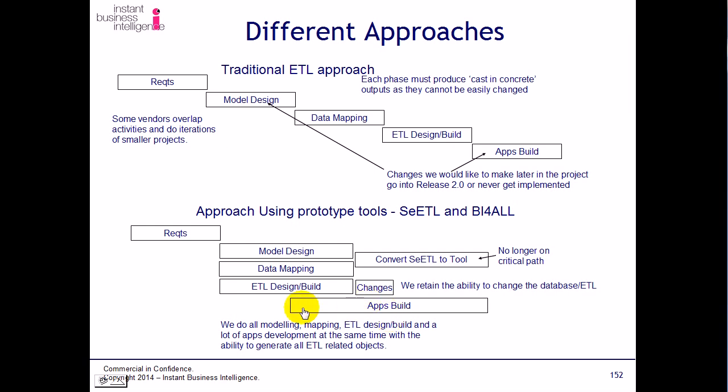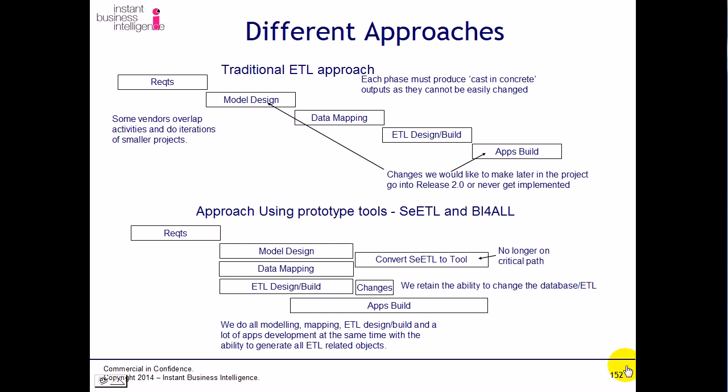Now, you can then start building your applications as soon as you start getting some data through this process. So your application building starts about halfway through your data modeling design process. As you build your applications, you can build changes into them. You can convert CTL to your beloved ETL tool or use the SQL version, and this is no longer on the critical path. So we do all the modeling, mapping, ETL design and build, and a lot of apps development at the same time, not running it as a waterfall process.